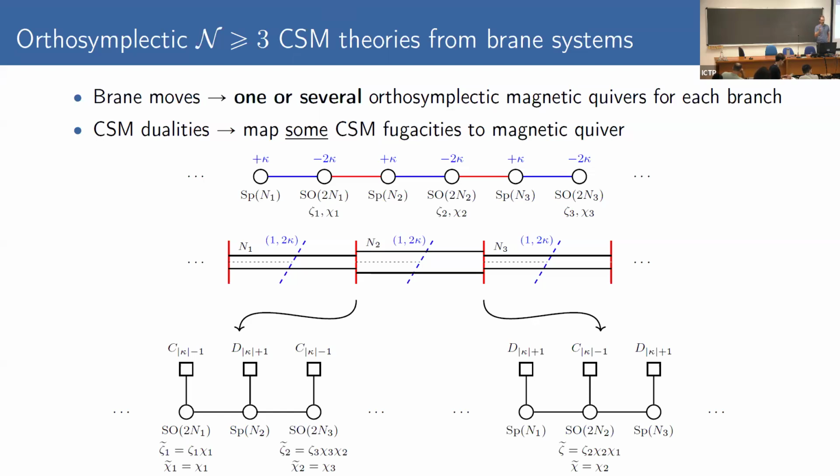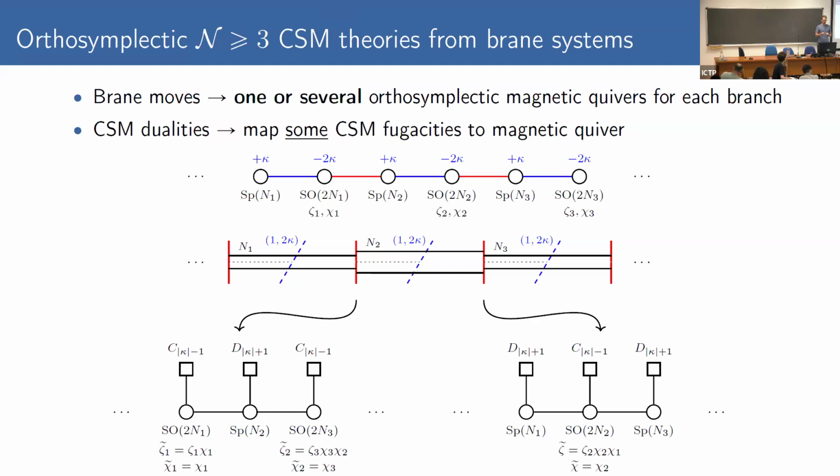Right. Very good, right? So, okay. Tell me if I misunderstood you. So there are some theories which I can realize with or without orientifold, and then I would get a unitary or orthosymplectic magnetic quiver. Very good. This is what I'm very happy with, because then I have basically two different constructions, and I would get two different magnetic quivers which have the same Coulomb branch.